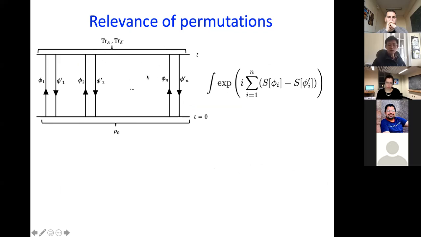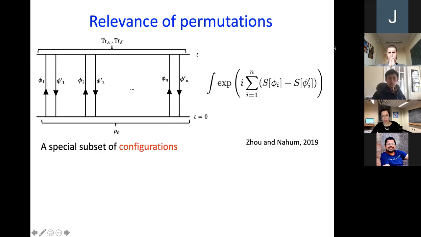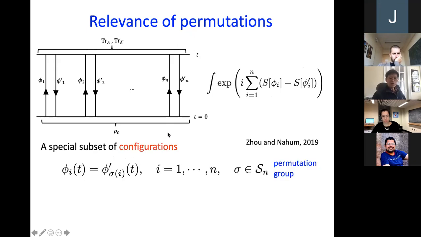In our discussion below, the permutation group will play a very important role. So let me give you a heuristic intuition for where the permutation group comes from. Let's look at the path integral for this Renyi partition function. There is actually a special subset of configurations, because of this structure you have the sum of S[phi_i] minus S[phi_i prime]. If the set of phi_i configurations going forward in time and the set of phi_i prime going backward in time are just related by some permutation.